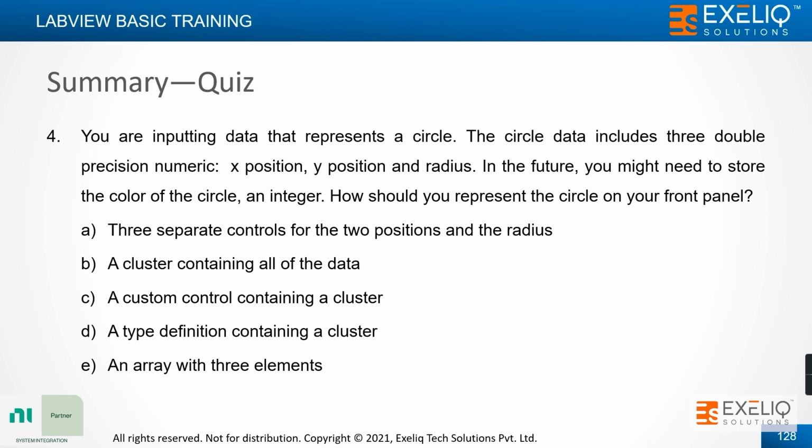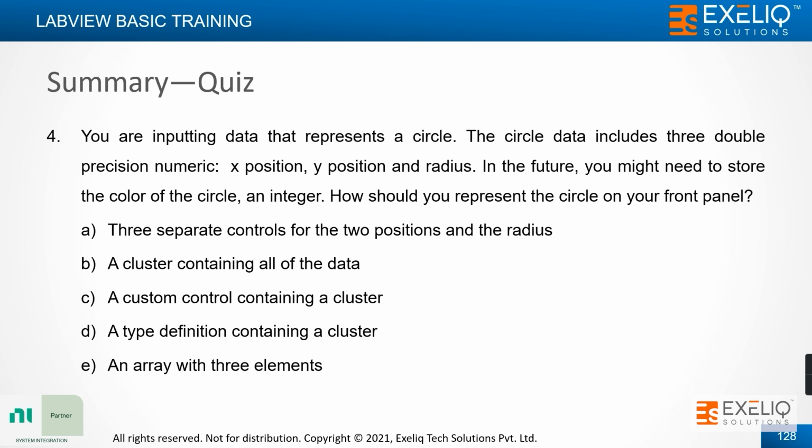I hope you have paused the video and got your answer right. Let us quickly analyze our options one by one. First is 3 separate controls for the 2 positions and the radius. This is very basic. We don't have to do anything. We can put it. But if we have multiple instances, then it is going to be very tricky because we have to add a new value every time, right? A cluster containing all the data, that is one of the options. We can do it. C is a custom control containing a cluster. A custom control does not affect all the instances. So B and C are basically the same thing.